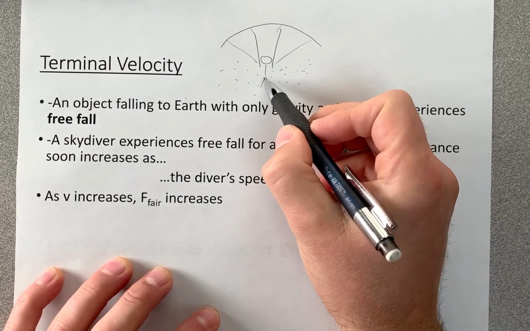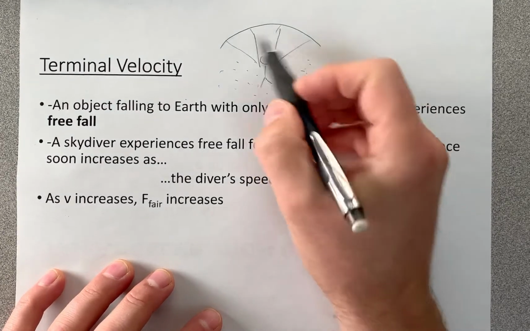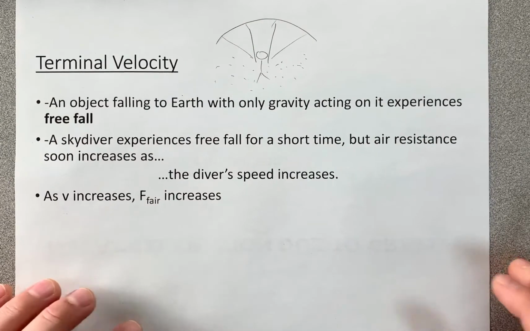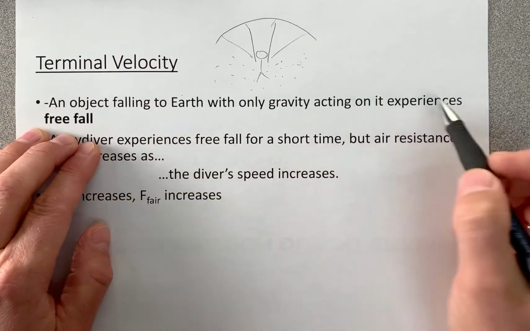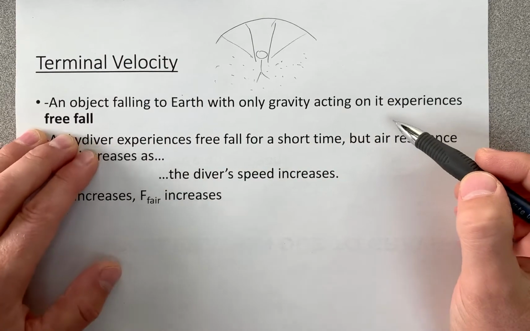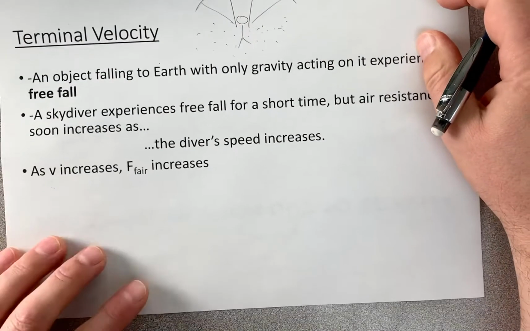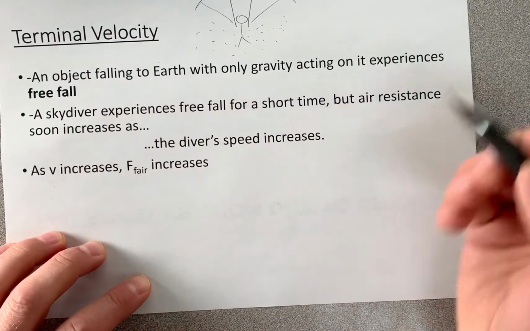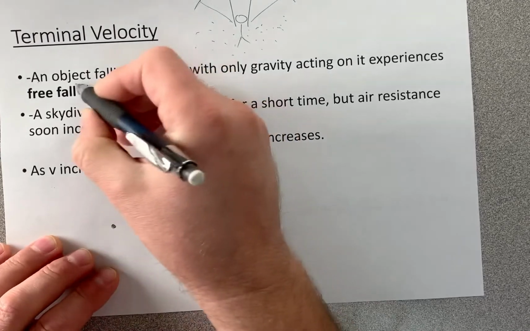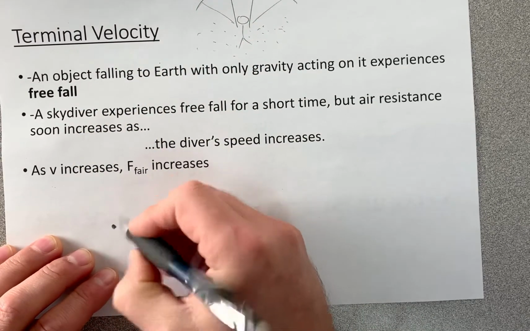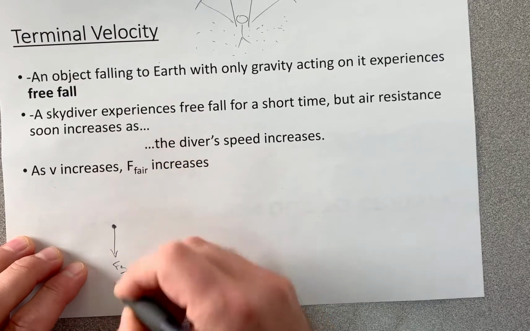So you could run into some air molecules and slow down a little bit because of air resistance, but a big parachute is going to slow down a lot because of air resistance. Okay, so if I run through this, an object falling to the earth with only gravity acting on it experiences what we call free fall. Free fall means only gravity acts. So if I was to draw you a free body diagram of this, an object falling to the earth with only gravity acting on it, this is free fall.